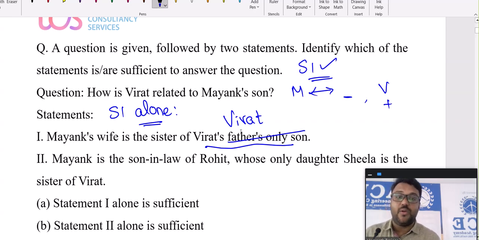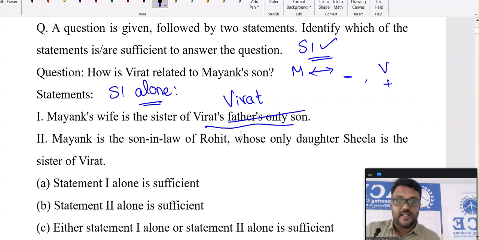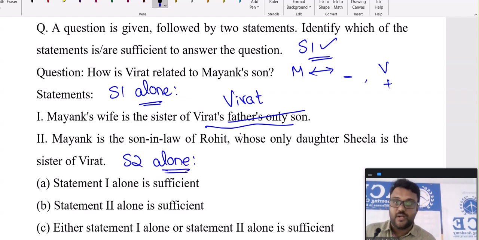Next, statement 2 alone we should also try. Don't stop here because there is an option C. Statement 2: Virat's father's only son. When it says male, father's only son means the same person comes, so I'm striking this and writing Virat. Now if you see statement 2 alone, don't stop with 1 alone because there is an option C: either statement 1 alone or 2 alone. Now try 2 alone. If you go for 2 alone, Mayank is the son-in-law of... son-in-law means what?